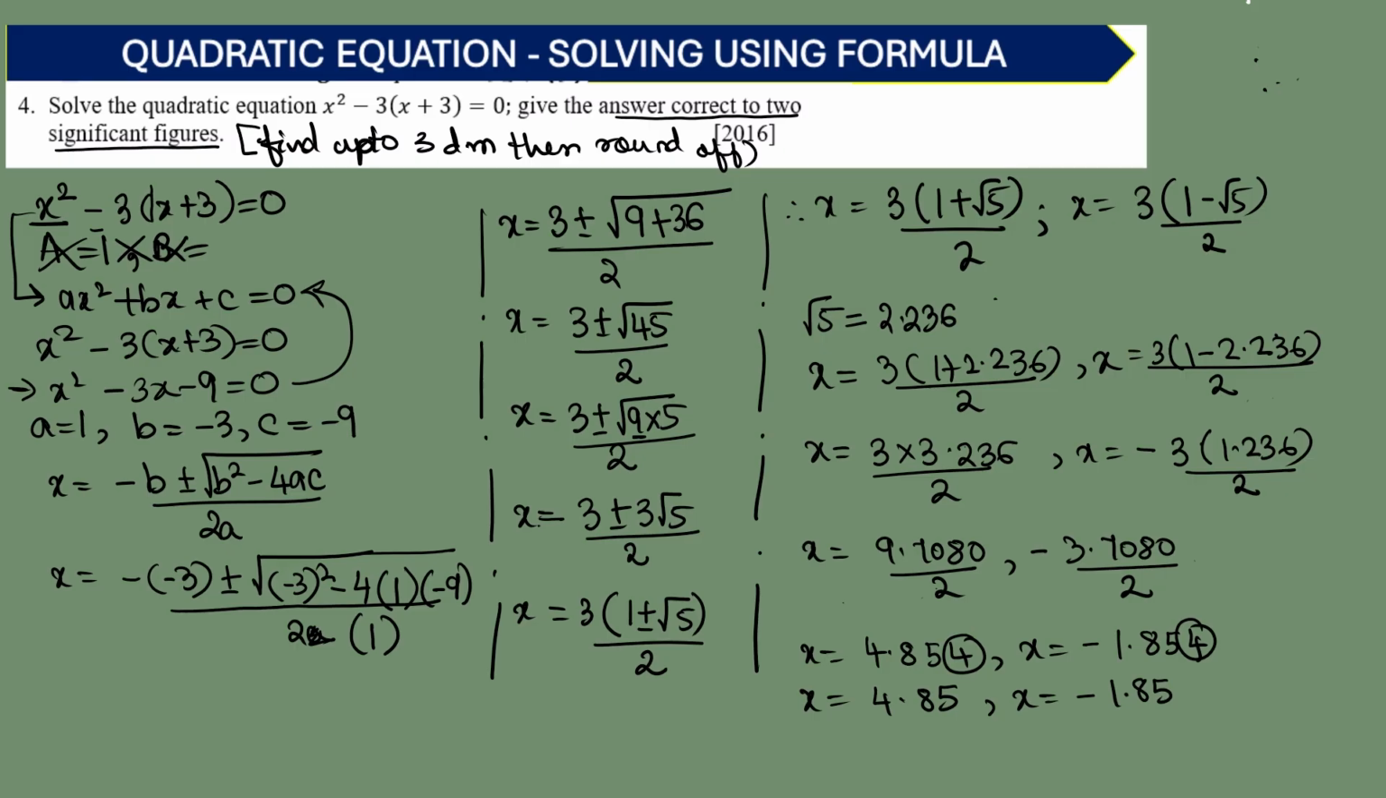If they would have said write it correct up to 1 decimal point, still you would solve up to three significant figures and then reduce it. So if the answer would have been expected correct up to one significant figure, then it would have been 4.9 because 5 or greater than 5, this number changes. Or x would have been equal to minus 1.9. But the correct answer for this sum is this.